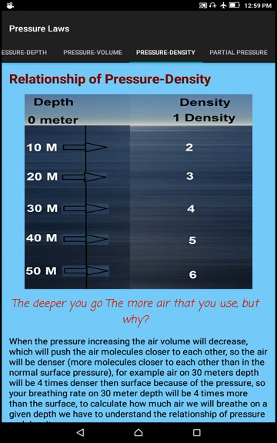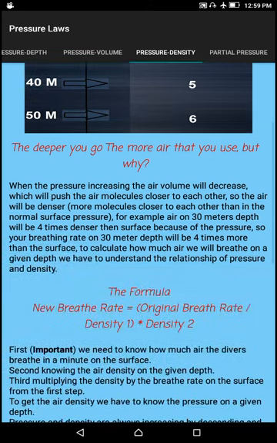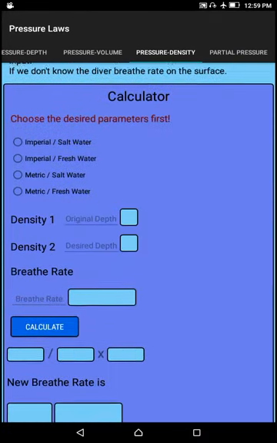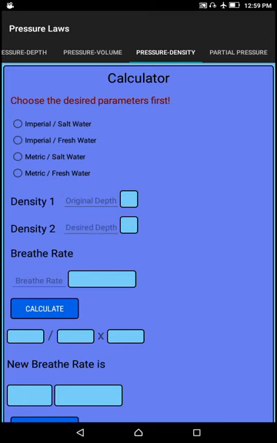Also please read the text so you can understand it. The formula itself is already written. So let's go deep into a question directly.